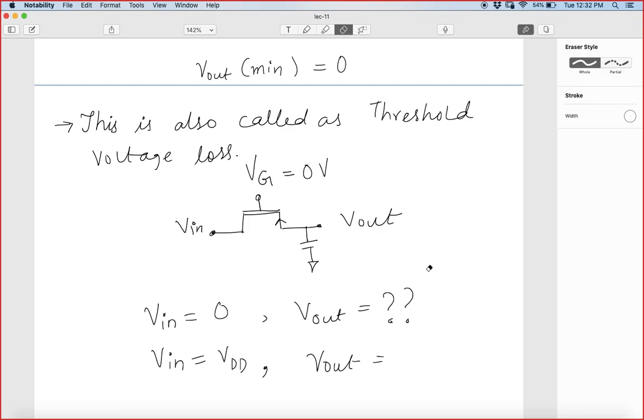What is your name? Sorry, I cannot see whoever is speaking. I'm Raviteja, sir. Okay, thank you, Raviteja.